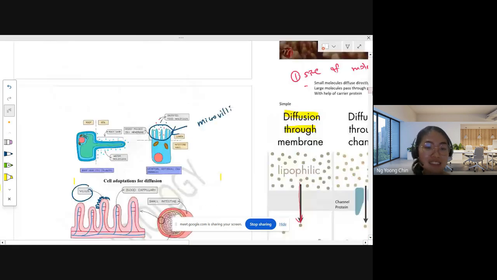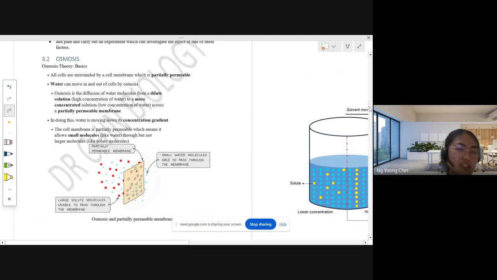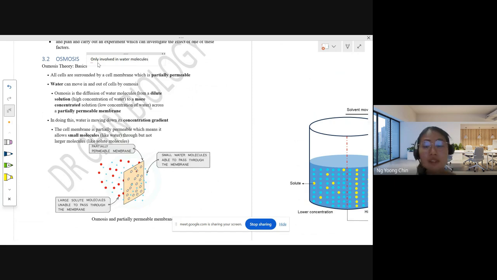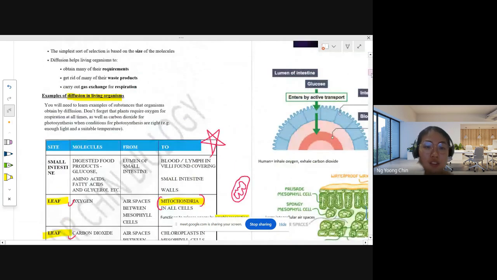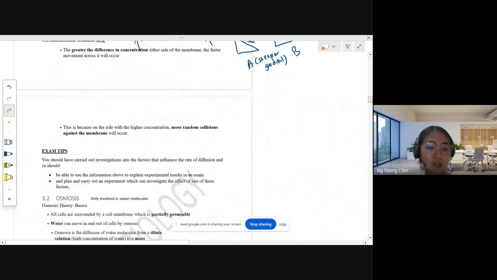Now we talk about osmosis, another interesting topic. You can imagine that osmosis is very similar to simple diffusion, except that osmosis involves only water molecules, not other molecules like sodium chloride or glucose. Diffusion includes a lot of molecules, for example gas molecules. So osmosis only involves water molecules.